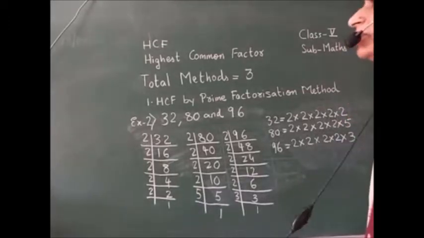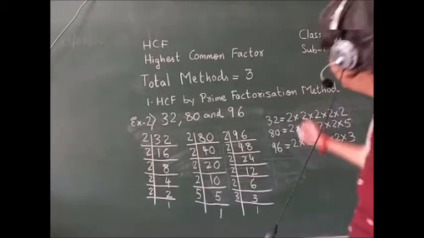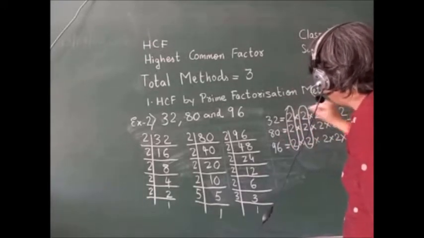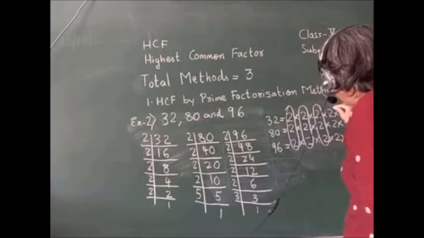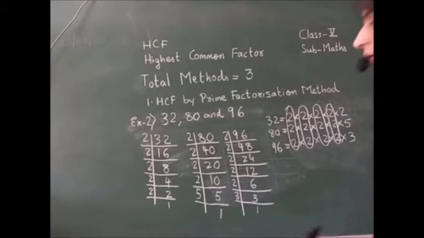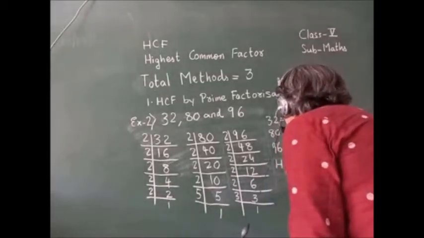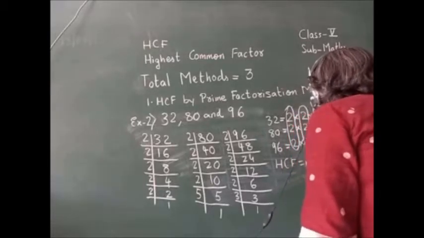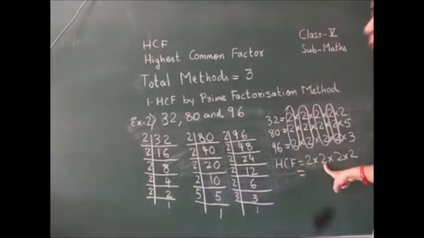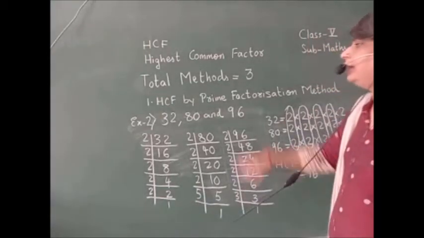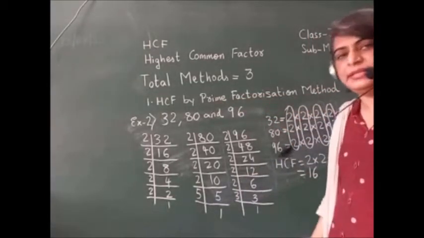Now circle the numbers which are common here. So here you circle 2 like this, then another 2, then another, and then one more which is common. So these 4 twos are common here. So HCF is equal to 2 multiply by 2 multiply by 2 multiply by 2. 2 twos are 4, 4 twos are 8, and 8 twos are 16. 16 is the answer. I hope HCF by prime factorization method is clear to you.